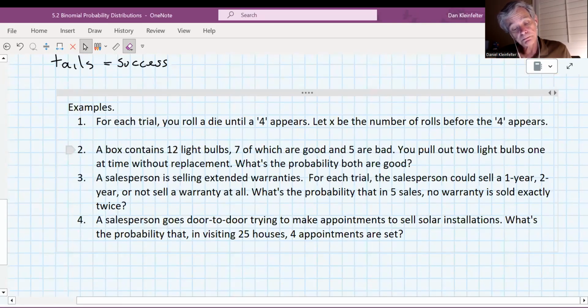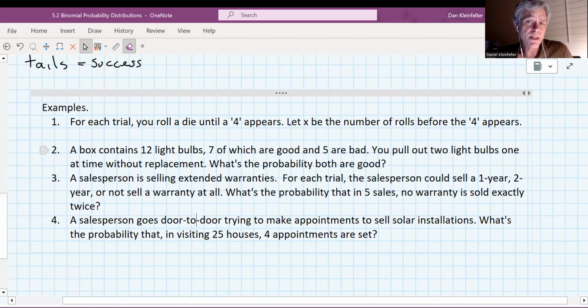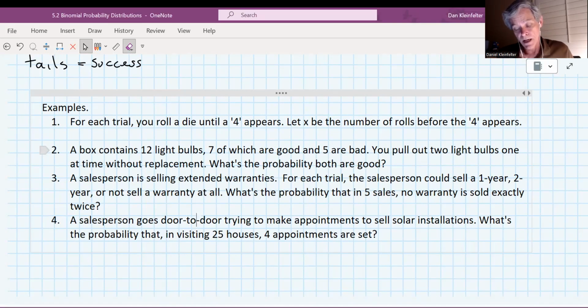For number 3, suppose that a salesperson is selling extended warranties, and the possibilities are that the salesperson could sell a 1-year warranty, a 2-year warranty, or not sell a warranty at all. So there are 3 possible outcomes there, and so that's not a binomial experiment.